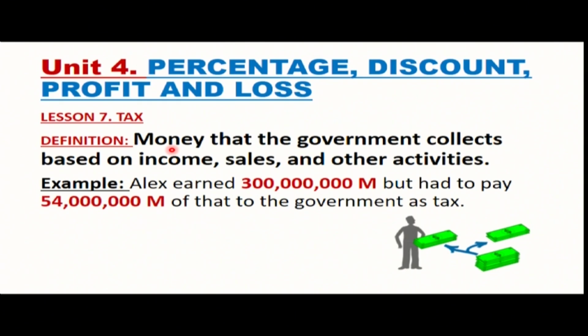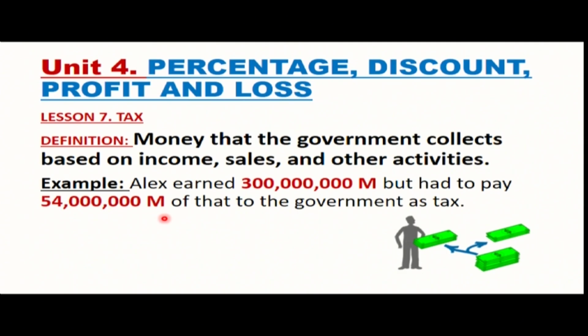It means if somebody has invested some money and got some money as interest, the government has to collect some money from that person depending on how much that person has earned. As you look at the example we have, this man called Alex earned 300 million, but had to pay 54 million. So you see how big this money is, and that's why you need to understand how important it is to pay taxes on the things that we buy from markets, and even for business people.